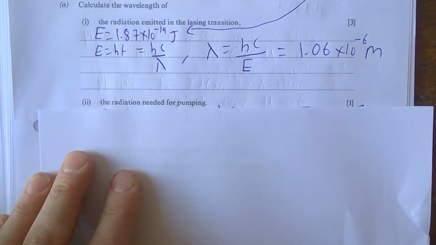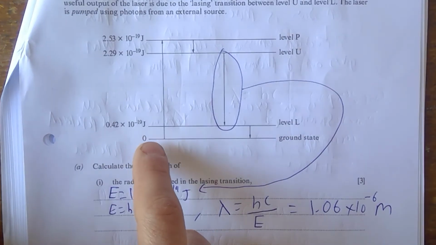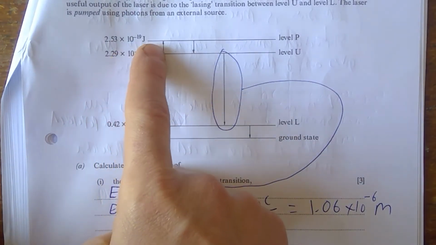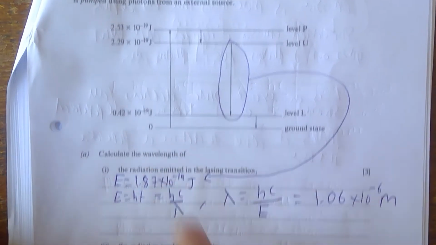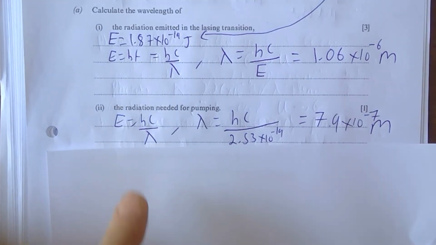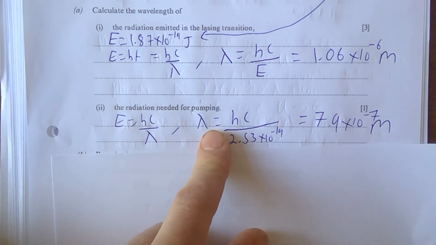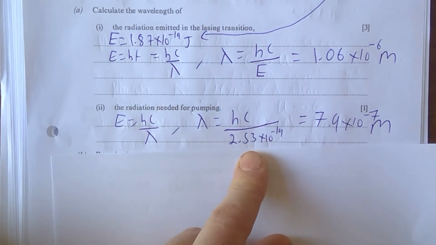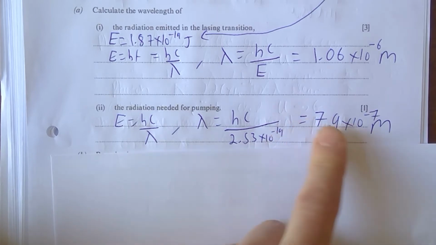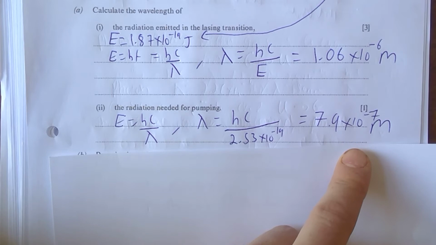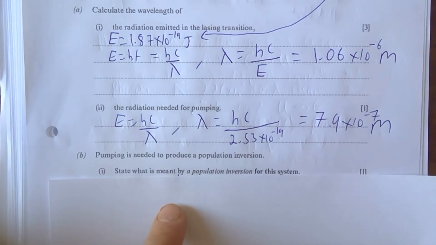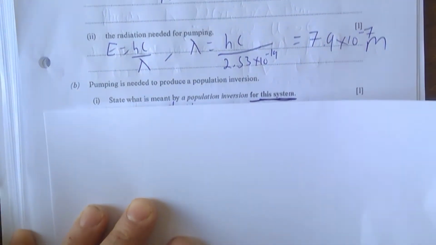What about the radiation needed for pumping? Remember, pumping is raising all the way to the top from the ground state. So we need that energy difference. Same method for finding the wavelength, hc over E. It's just a different energy. That's the energy required to pump the electrons. 7.9 times 10 to the minus 7 meters. Pumping is needed to produce a population inversion.